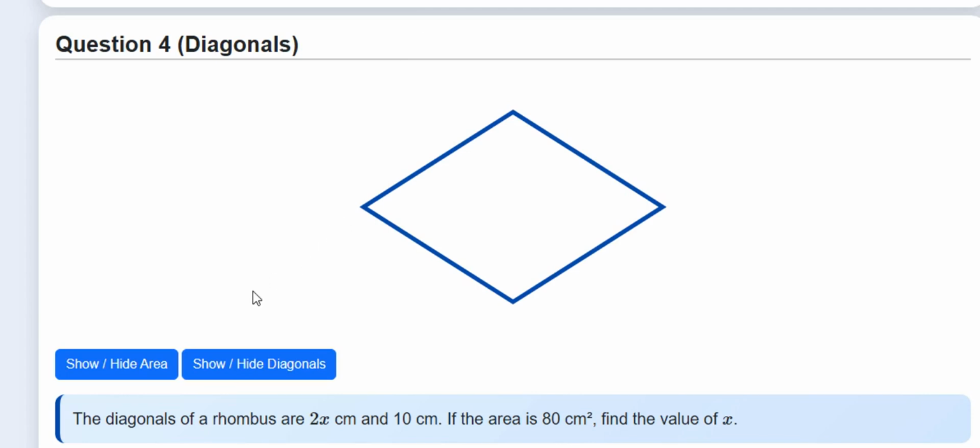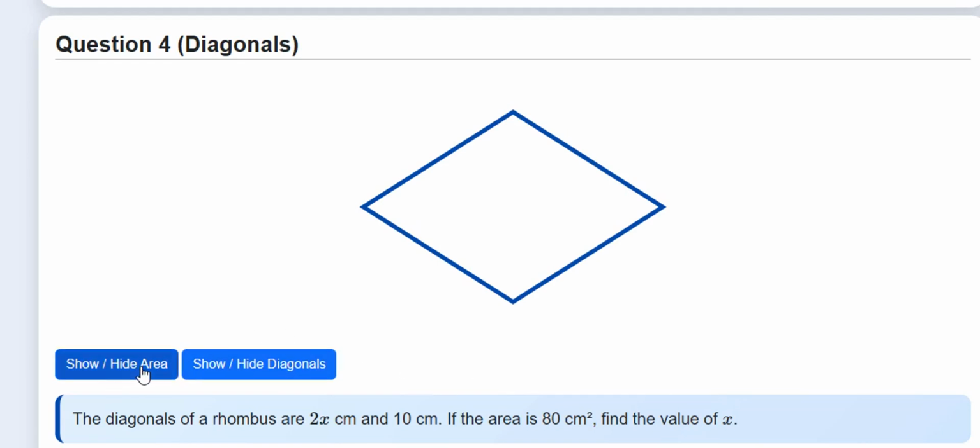First thing we said is that the area of a rhombus is given by half d1 multiplied by d2, where d1 and d2 are the diagonals of that rhombus. And now here, the area we're talking about is that one, of course, the region enclosed by the rhombus itself, and then these are the diagonals. One is 10, the other one is 2x.